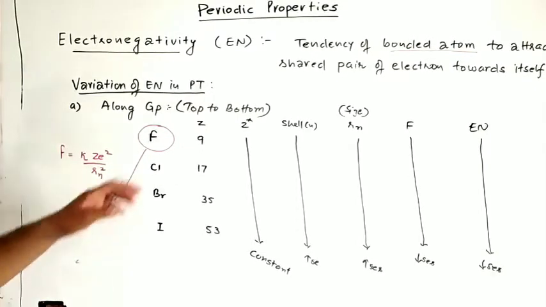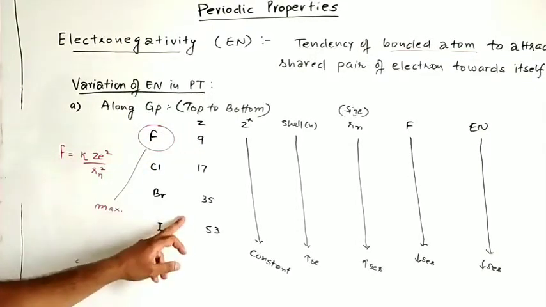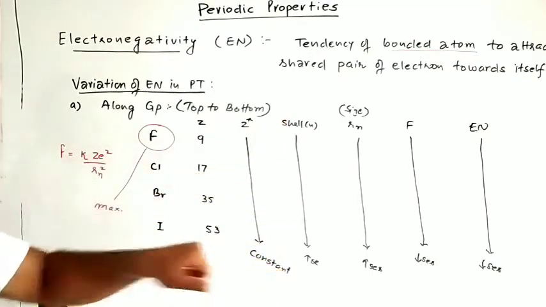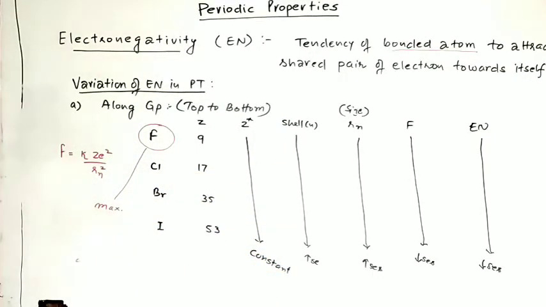Let's see once again. Nuclear charge increases, but effective nuclear charge remains constant because the number of shells increases. Down the group, the number of shells increases. Obviously the radius increases, the size is increasing.